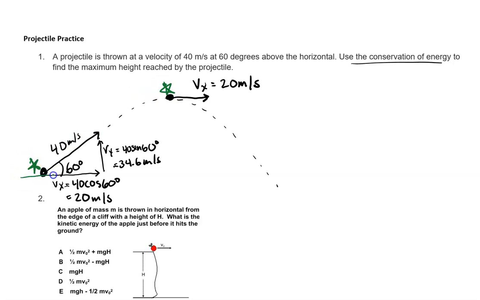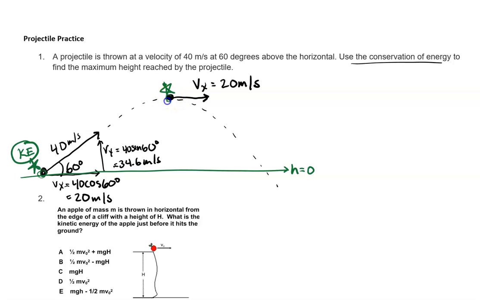So I drew my picture. I'm going to say that this ground level right here is where our height is 0. I have our 2 points. Now let's decide what type of energy there is at each point. At this bottom point right here, that is on the ground, so there's no gravitational potential energy, but it is moving. So there is kinetic energy.